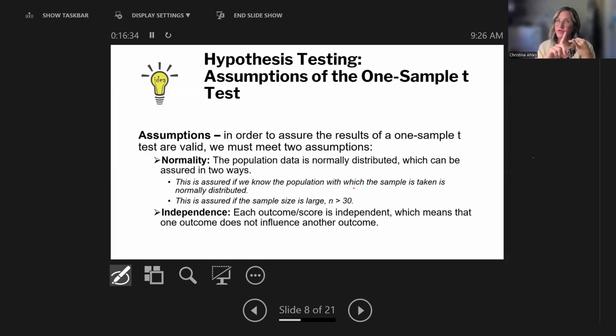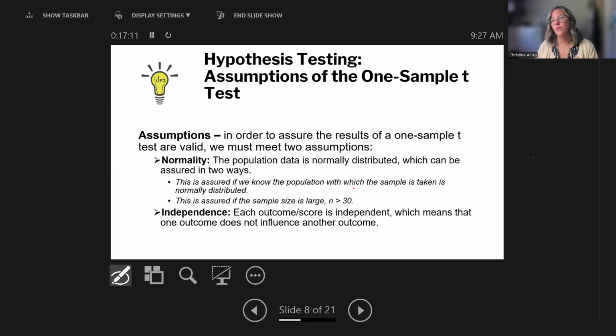So you either have to assure that the population the sample is taken from is normal, or you use a sample size of 30 or larger. So typically, if you're doing research, that's why you'll hear researchers say, make sure you get a large sample size, at least 30 people in each group. That's so that you can assure you've met normality. Another one is independence. So basically, every outcome is independent of the other. So one outcome does not influence another outcome.